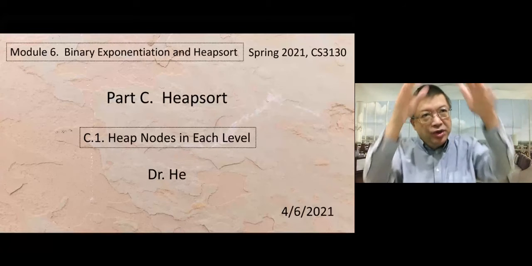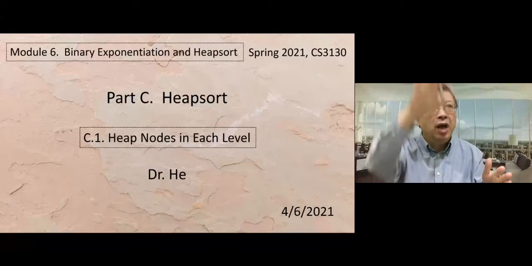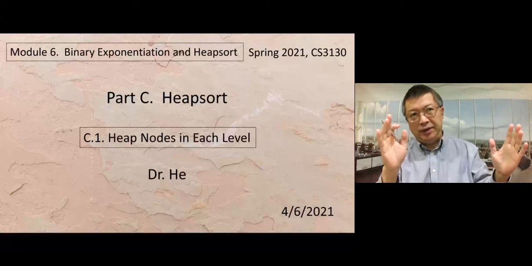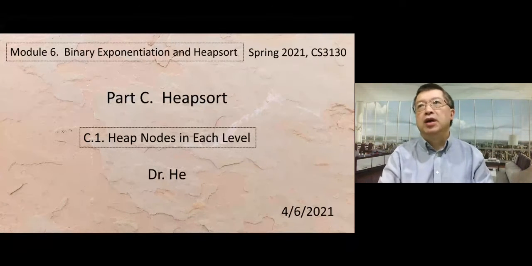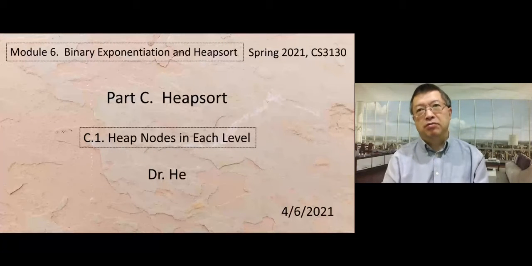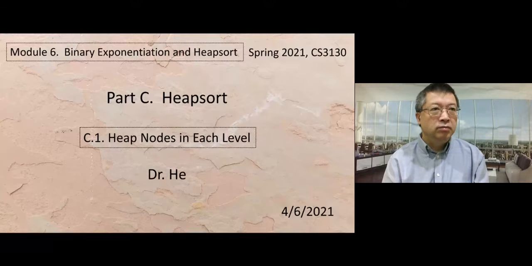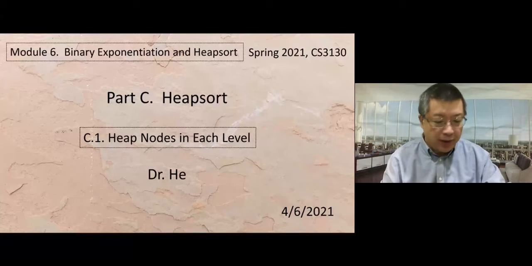So the binary tree structure, we have many different levels from bottom to top. Now we want to calculate the number of nodes in each level, so then we can estimate build cost. When we build a heap, how much do we need to pay that cost? All right, so let's start.